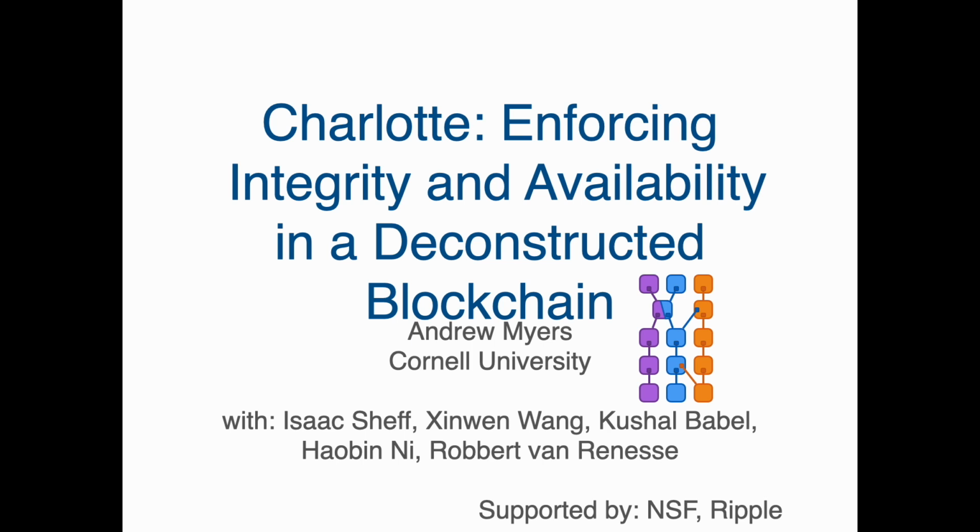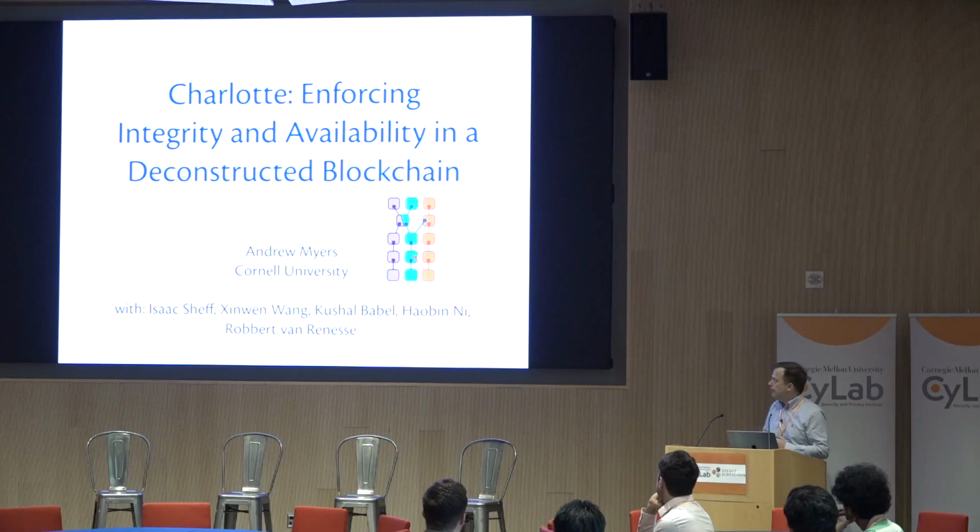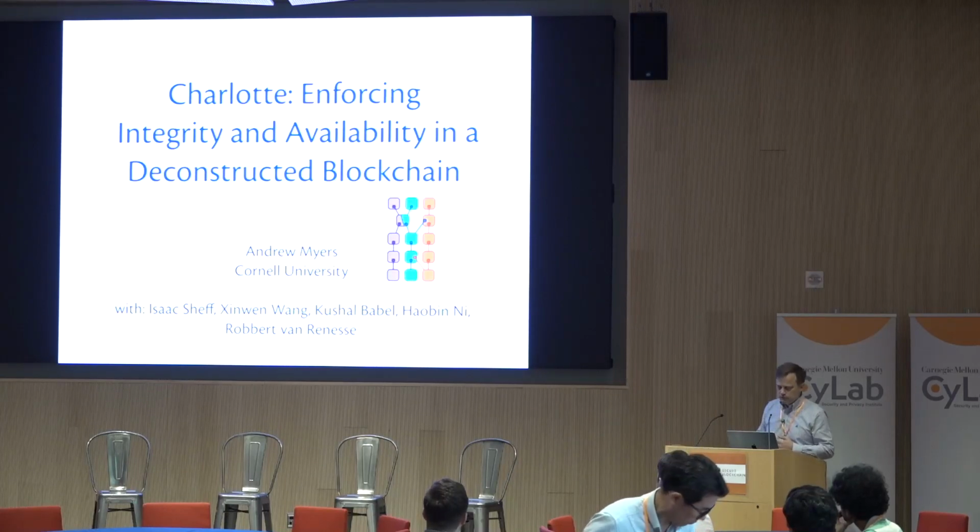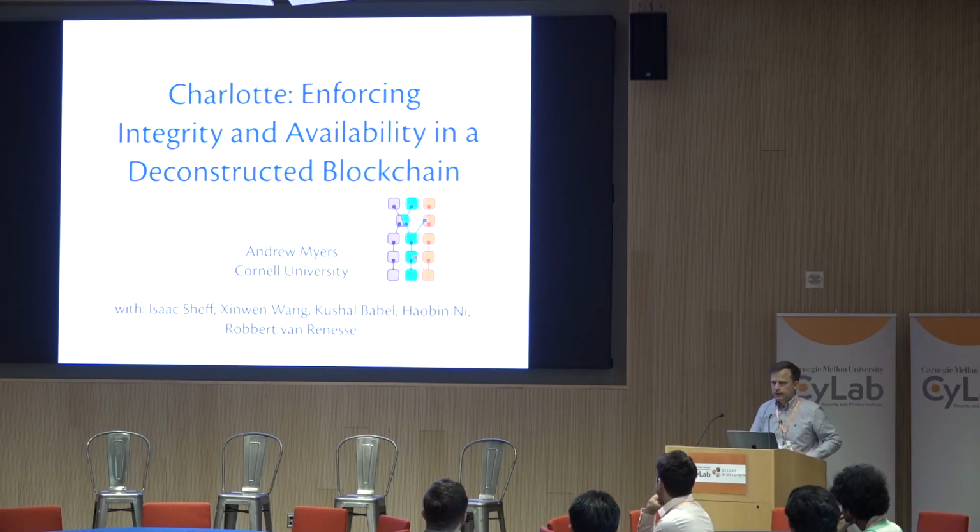So I want to talk about a system that we designed at Cornell called Charlotte, which basically came about because we were looking at the way that blockchains work. We're interested really in the potential for blockchain-like systems to be a general platform for building secure, decentralized applications. And so we kind of reimagined what that would look like. And this is work with a number of people at Cornell, especially Isaac Sheff, who was the lead on this, but others, and my colleague, Robert Van Renesse, as well.